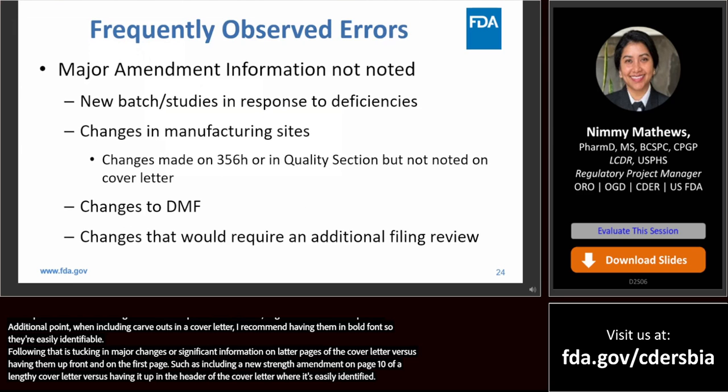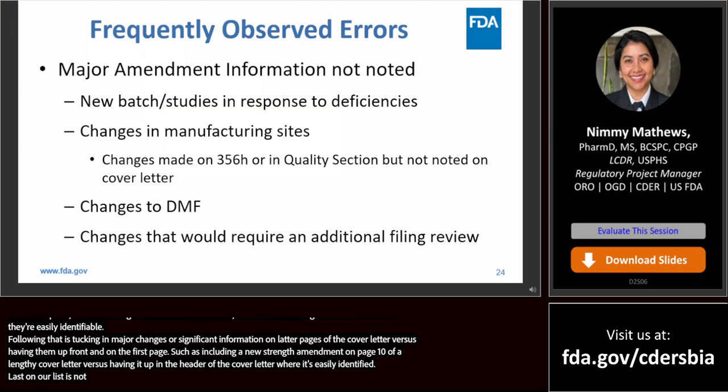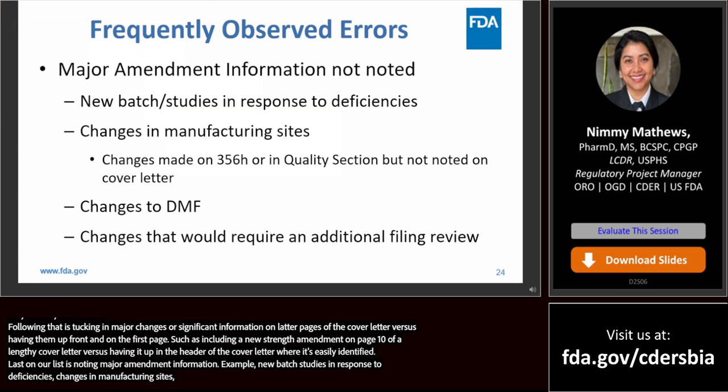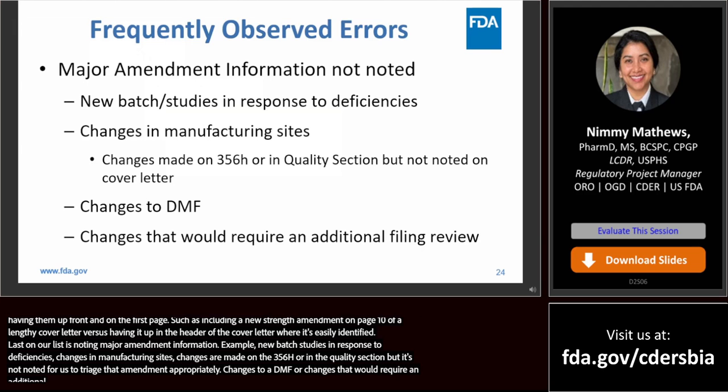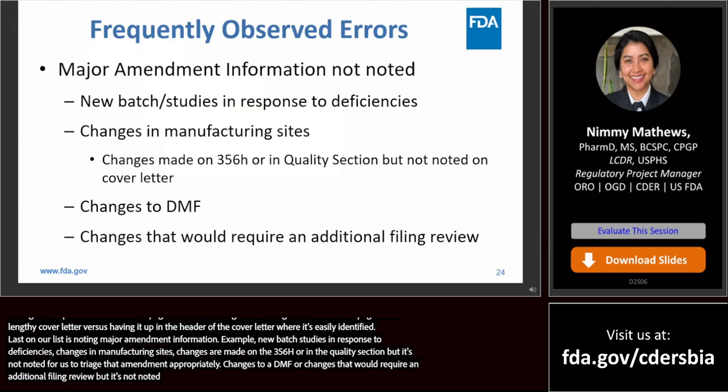And last on our list is not noting major amendment information upfront. A few examples of major amendments are new batch studies in response to deficiencies, and changes in manufacturing sites, so the changes are made on the 356h or in the quality section, but it's not noted on the cover letter for us to triage that amendment appropriately. Any changes to a DMF or changes that would require an additional filing review, like a new strength amendment, but it's not noted on the cover letter. Instead, it's just noted in the body of the actual submission.